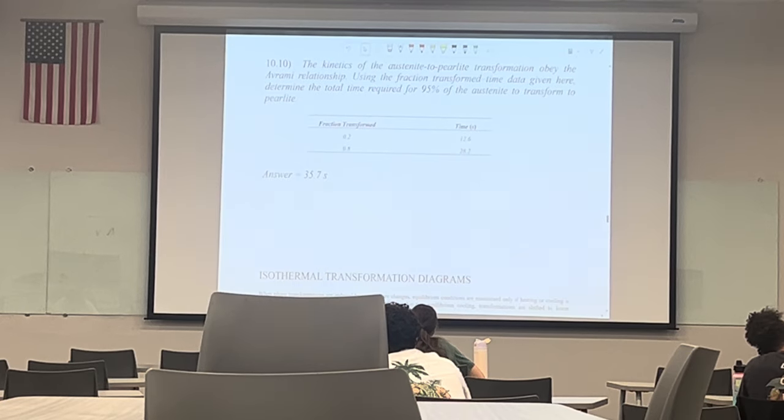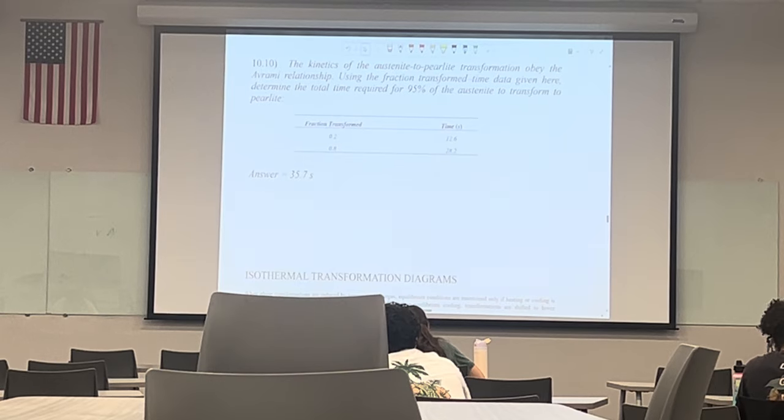Let's read the question together. The transformation of austenite to pearlite obeys the Avrami relationship, the relationship we just saw. Using the fraction transformed-time data given, determine the total time required for 95% of the austenite to transform.